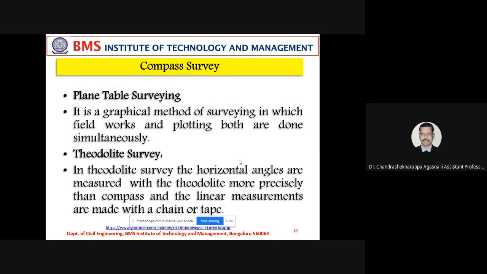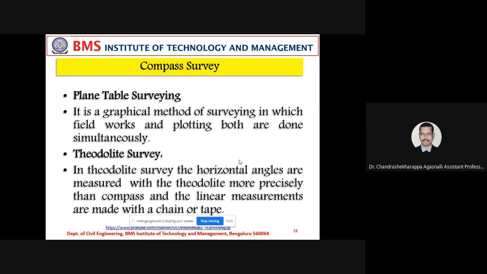It is a graphical method of surveying in which field work and plotting are both done simultaneously. Yes, in the ground itself, in the field itself, you have to do the survey as well as the plotting part. So this compass survey you can do later also. You can take the measurement, write it down in your log book or level book, and you can plot it at home. But this is not like this.